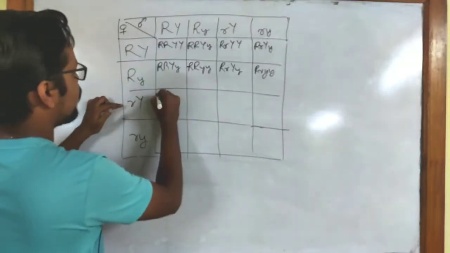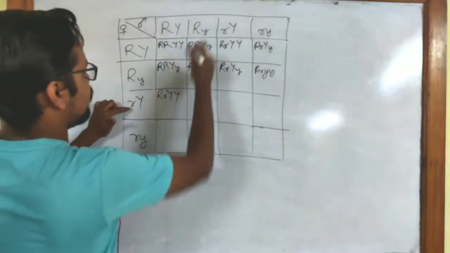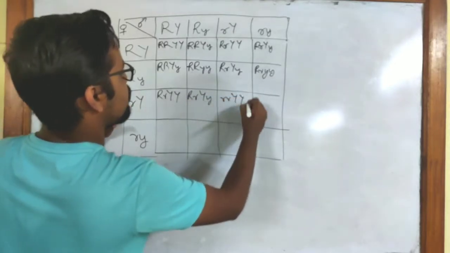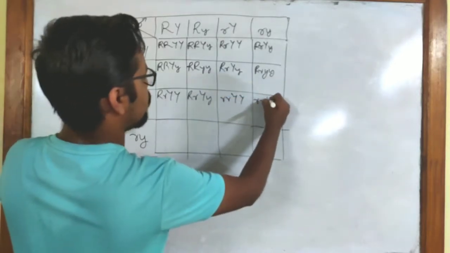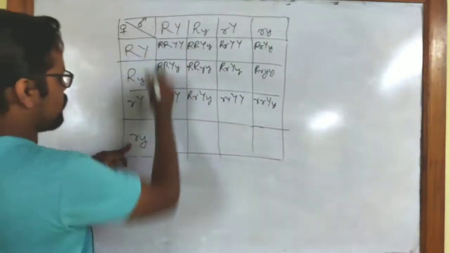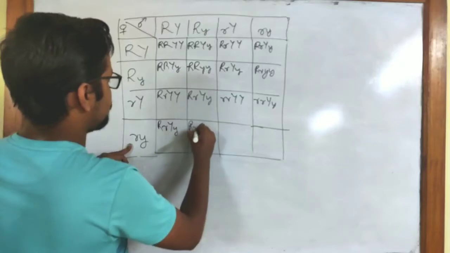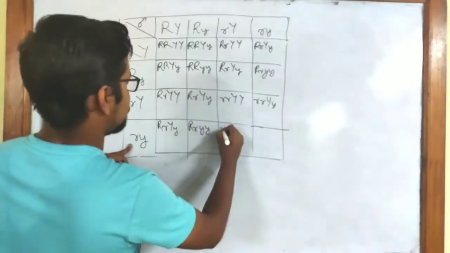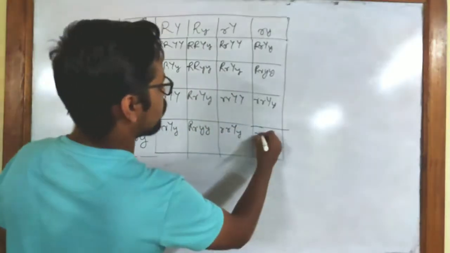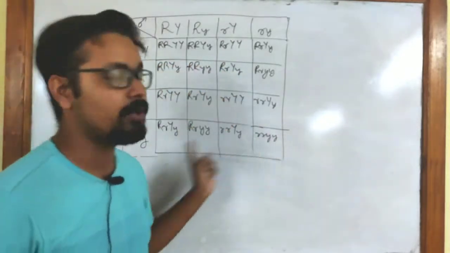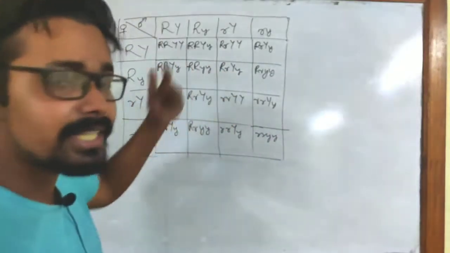Again, capital R, small r, Y, Y, again R, r, Y, Y, R, r, Y, Y, and here we are going to get R, r, Y, Y. Last one, capital R, small r, capital Y, small y, capital R, small r, small y, small y, small r, small r, capital Y, small y, and small r, small r, small y, small y. So these are the 16 possible offsprings that can be obtained. Now let us see what are the characters.